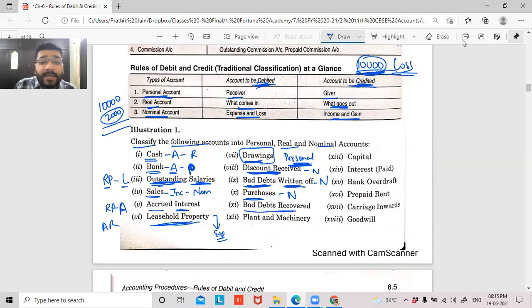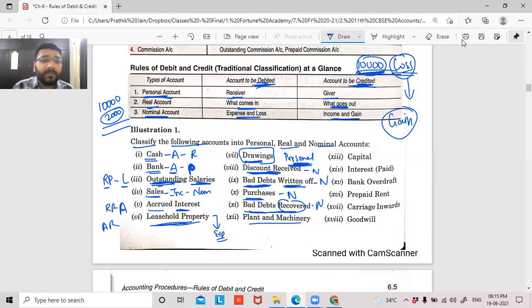Bad debt recovered, guys. Now the person who said get lost is coming back and giving you the money. So the item which you thought was a loss, now you're gaining it back. So can I say bad debt recovered is a gain? Nominal. Something which you thought would never come, something which you thought of as a loss, is now coming back to you. So that is basically the recovery of the bad debt. It is a gain for you, hence nominal.